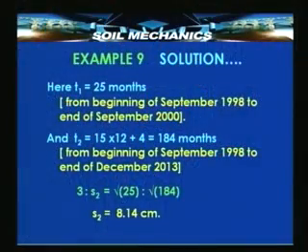Here T1 is 25 months, that is, if you start counting from the point of application of the load and count up to end of September 2000, you will get a total of 25 months. Then if you calculate further up to December 2013, from the beginning of application of the load, you will find it involves 184 months. So if at the end of 25 months 3 centimeters is the settlement, at the end of 184 months what is the settlement? Obviously it will be 8.14 centimeters.